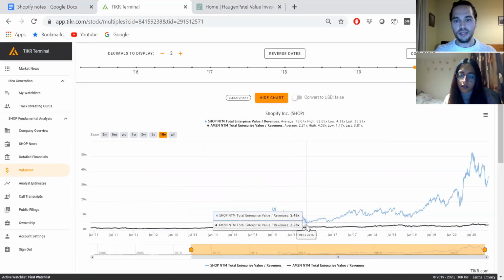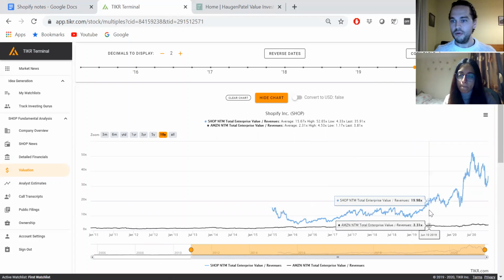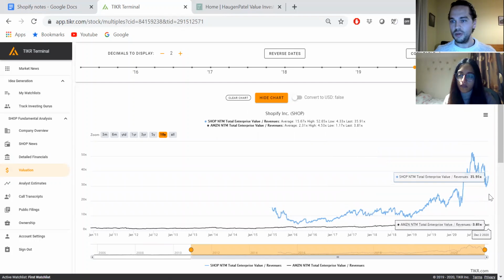But if you look at Shopify, which is the blue line, and Amazon, the black line, you can see that it's just way higher for Shopify. Now it's almost 36 for Shopify versus not even 4 for Amazon. What this means is that you look at the price of the company versus how much revenue they have, and that's a simple ratio you can look at to get a sense of a valuation.